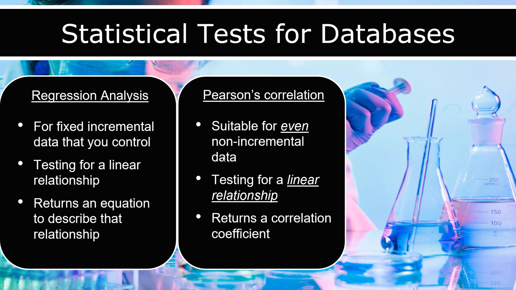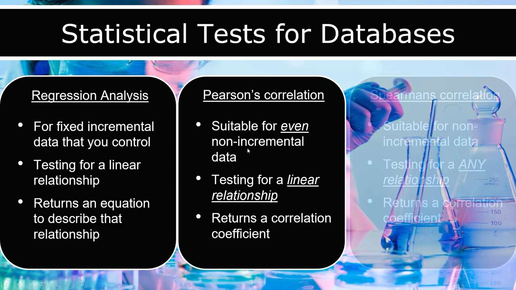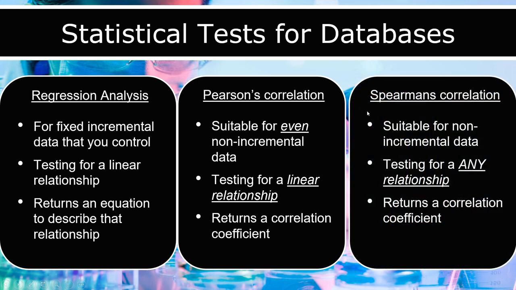So what I will say is that these two are somewhat limited and probably not suitable for the vast array of your projects. So the third one is the Spearman's correlation. So this is going to be suitable for non-incremental data, so things that don't go up by 1 or 10 evenly every time. And instead of limiting yourself to looking for a correlation of a linear relationship, the Spearman's correlation will tell you if there's any correlation at all. So this is overall a more powerful statistical test, and it also returns a correlation coefficient.